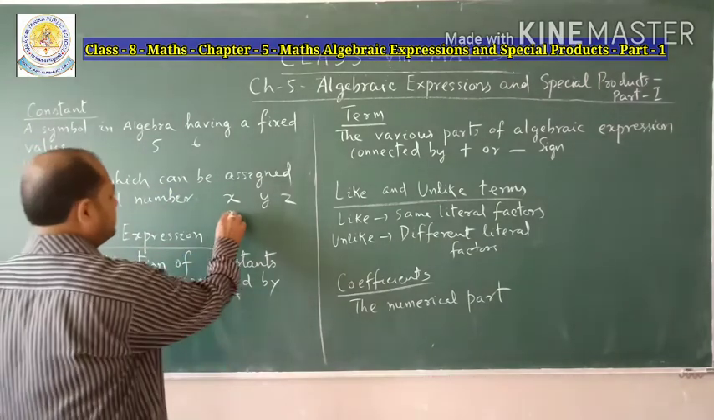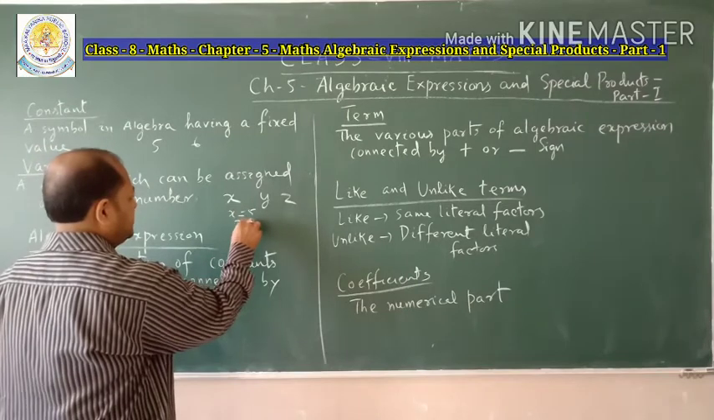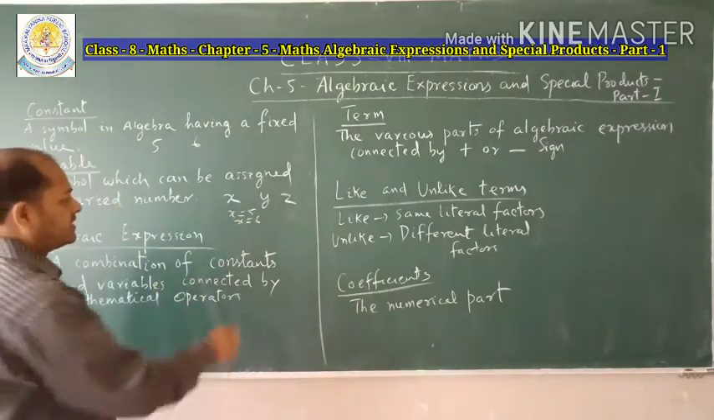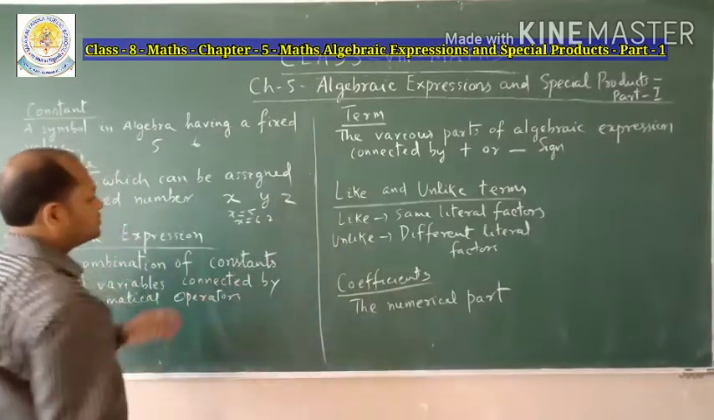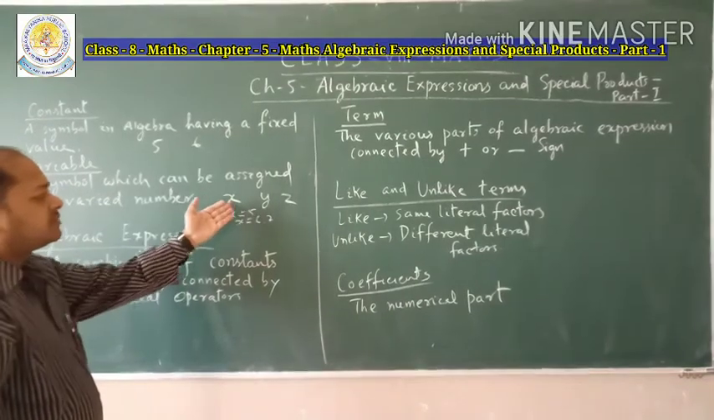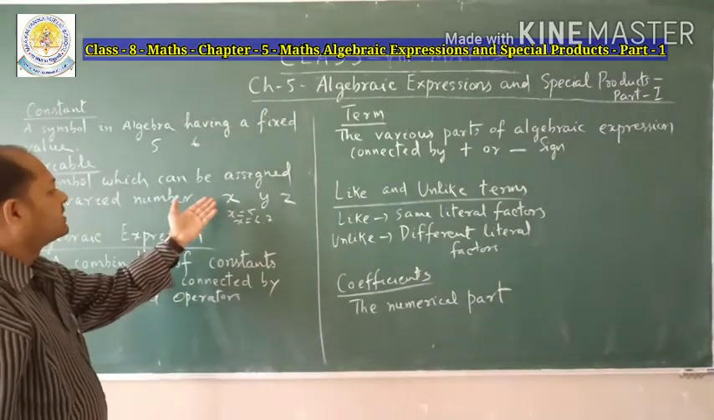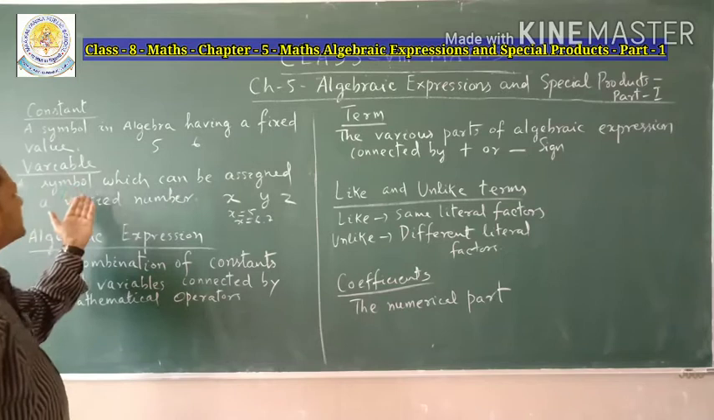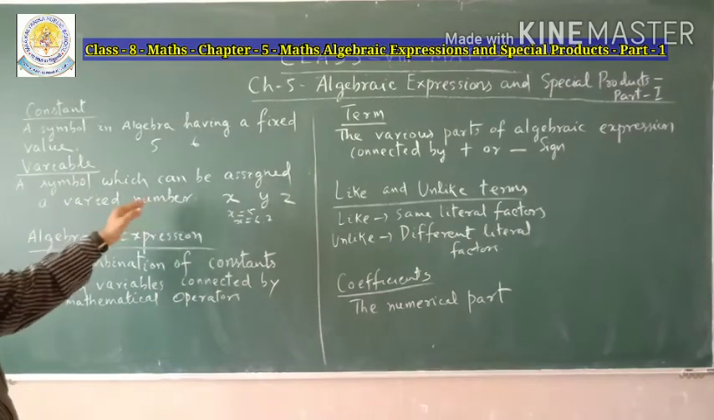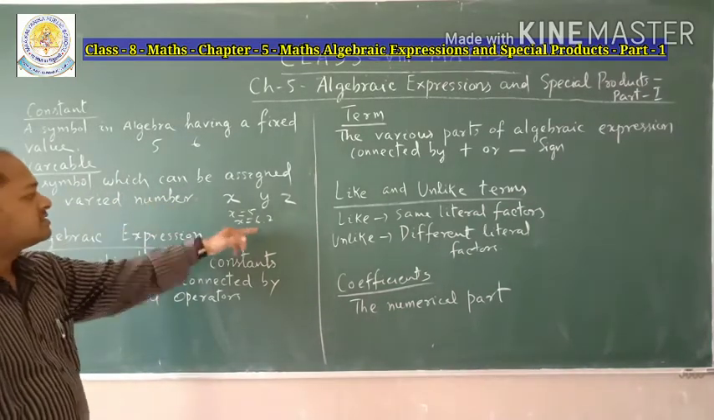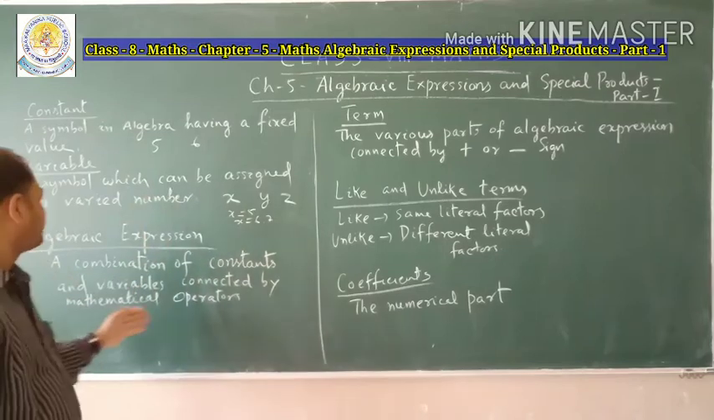So x may be 5, x may be 6. Any number we can assign. X may be 6.7. Any number we can assign to this alphabet. So its definition is a symbol which can be assigned a varied number. Varied number means the changing number. It can be any number.